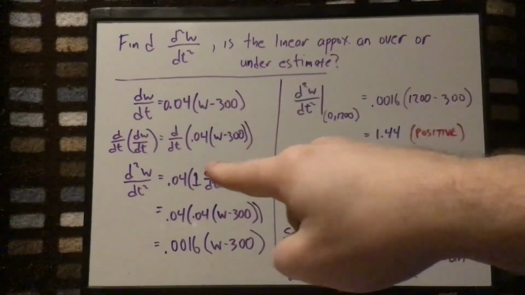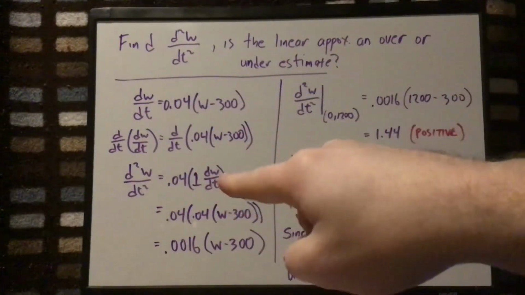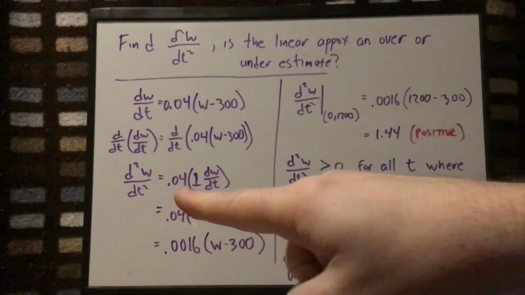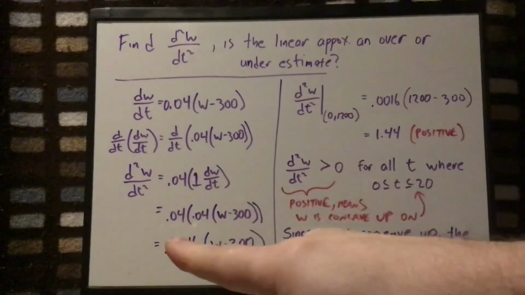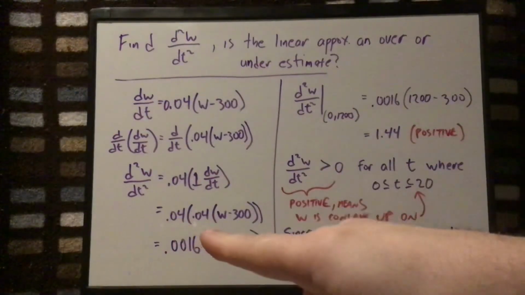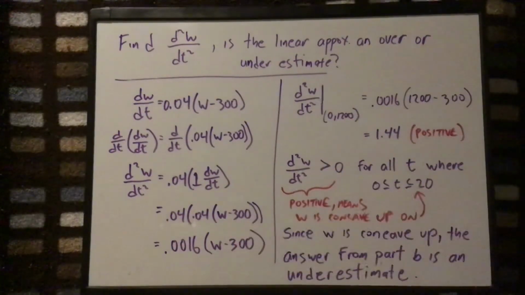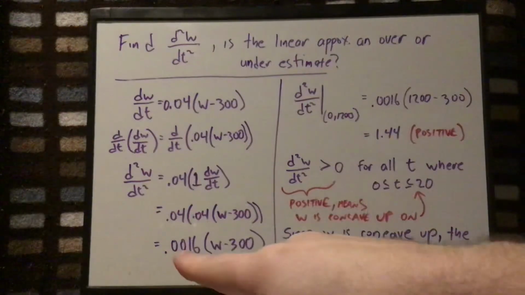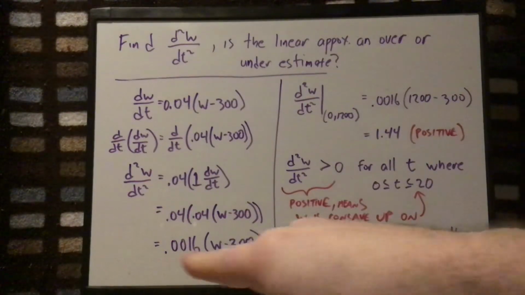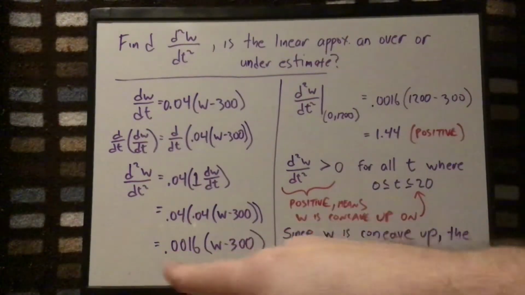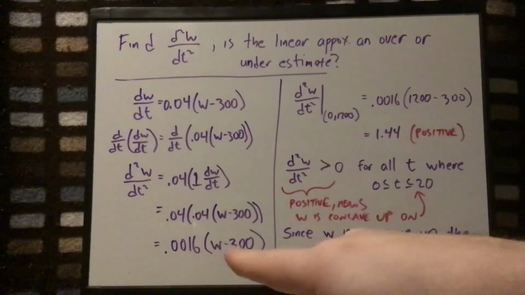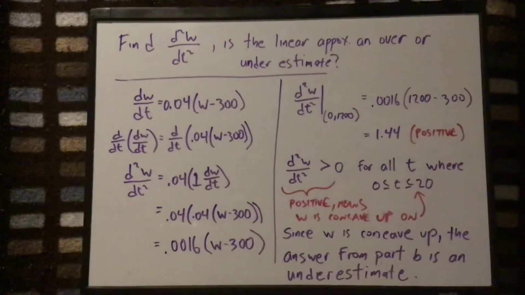So I'm actually going to replace the first derivative with its expression up here. So instead of writing 0.04 times the first derivative, I'm going to write 0.04 times (w minus 300). Now that simplifies a bit. I didn't multiply it all the way through, but combining those, I get 0.0016 times (w minus 300). So this is my second derivative based on the first derivative. Notice that this is still based on w.